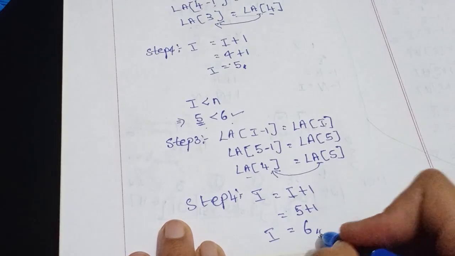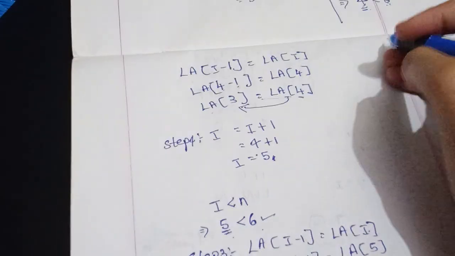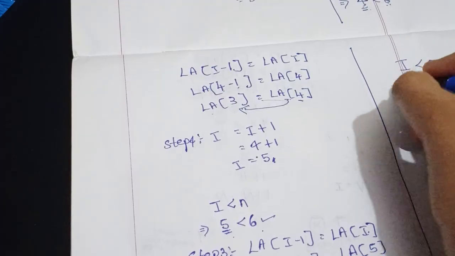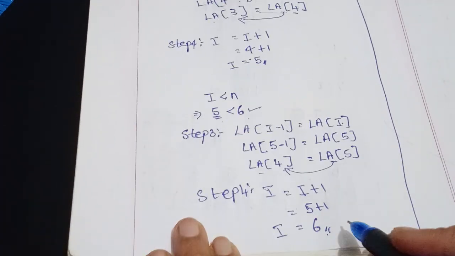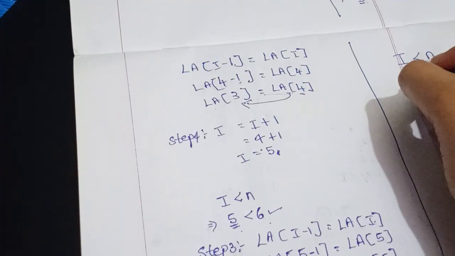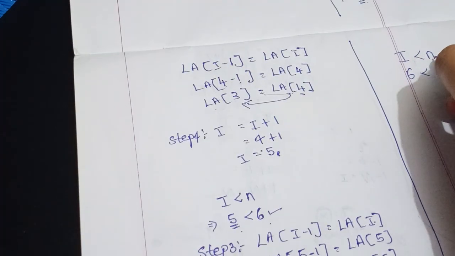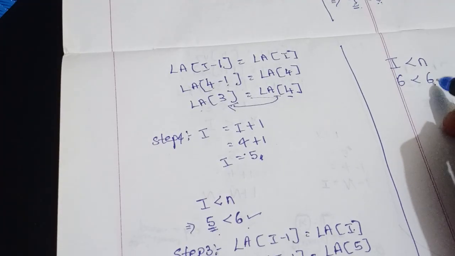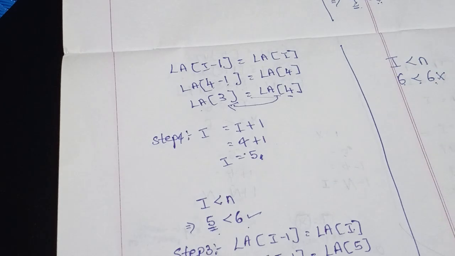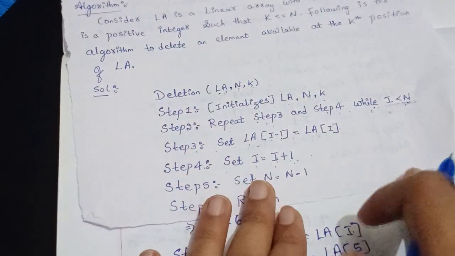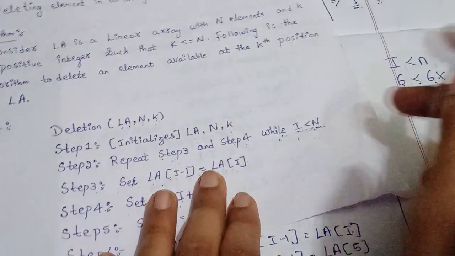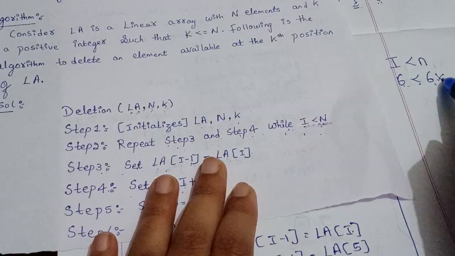Now after getting this, we need to check the while condition. That is, I should be lesser than n. So the new value which we got for I is 6. 6, is it lesser than 6? N is nothing but the number of elements. We have in an array 6 elements, so we have mentioned 6. Is 6 lesser than 6? No. This condition is not satisfying. According to the algorithm, here the while condition, I should be lesser than n. Here we have written this, it is not satisfying.